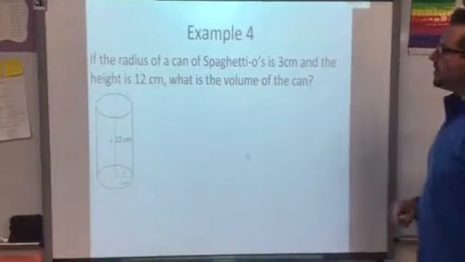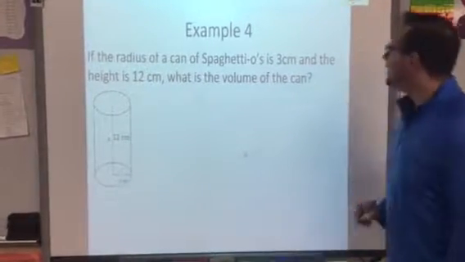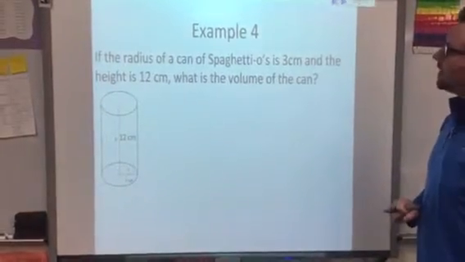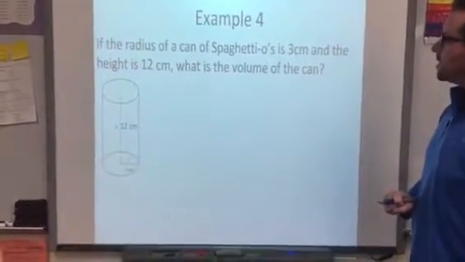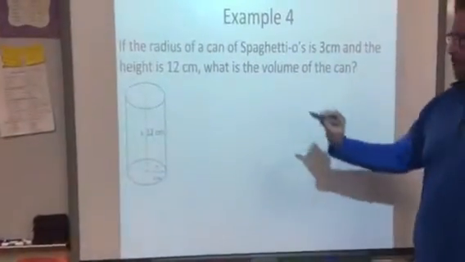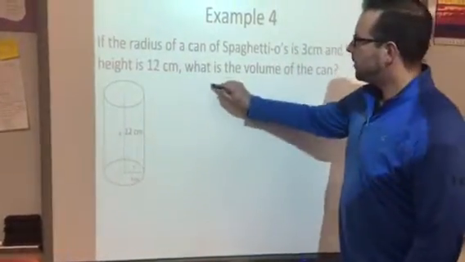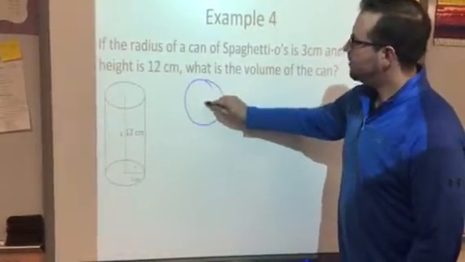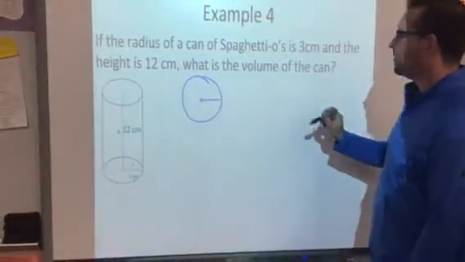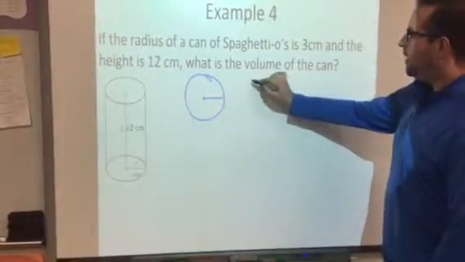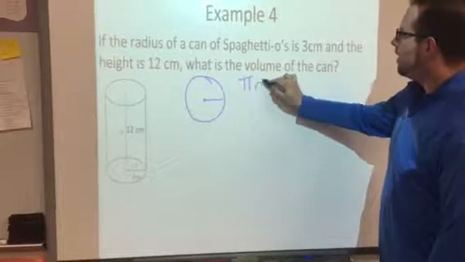Example 4: if the radius of a can of SpaghettiOs is 3 centimeters and the height is 12 centimeters, what is the volume of the can? First step, area of the base. What is our base? It is a circle. So we're going to trace the base. It has a radius of 3 centimeters. The formula for the area of the circle is pi r squared.